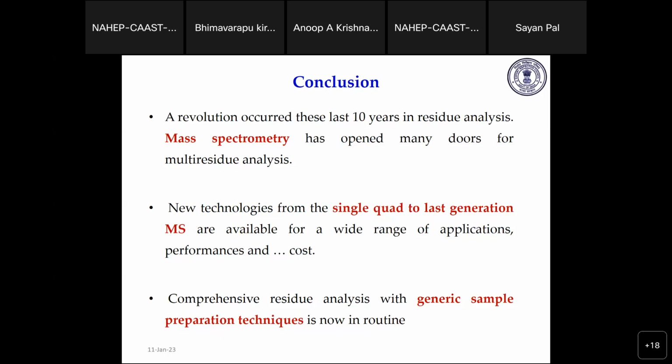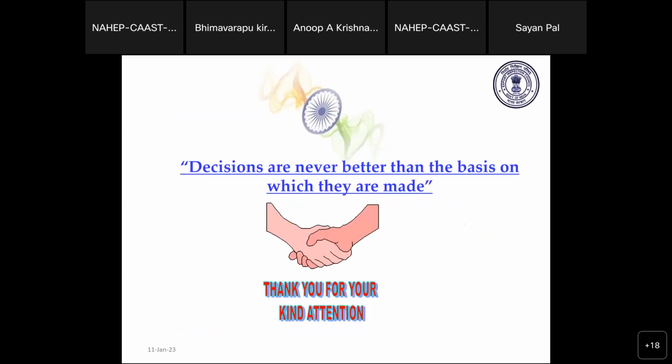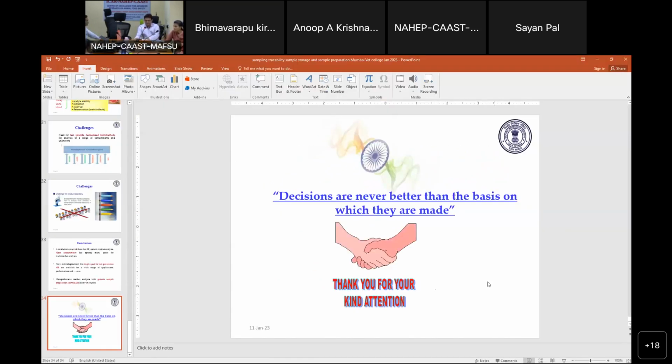It should be ideally for any generic sample preparation techniques. Thank you for the time given to me. And just to be precise, I didn't go into much elaboration. I went only into areas of what is happening presently in antimicrobial residue analysis, what the areas of focus should be, and what challenges are being faced. Thank you so much.